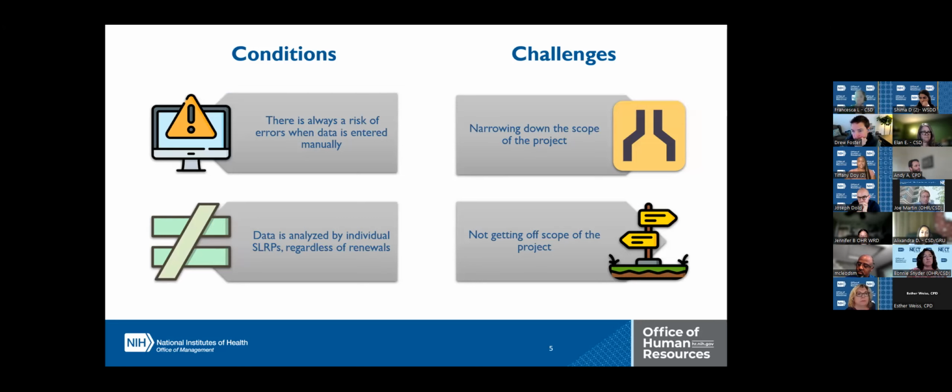One of the main conditions that we recognized during this project was that there's always a risk of errors when data is entered manually. We also found that the data when pulled was analyzed by individual SLRPs, regardless of type, so whether it was a recruitment versus a retention SLRP, or if it was an initial or renewal one. One of the challenges that we faced was determining and narrowing down the scope of our project. We wanted to differentiate our project from other projects done on this topic in the past. Another challenge that we experienced was avoiding getting off the scope of our project as we began to analyze the data.